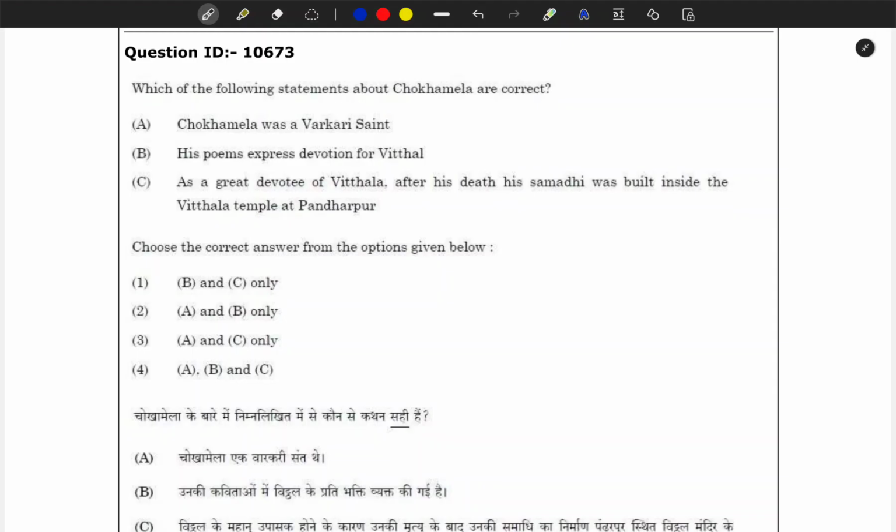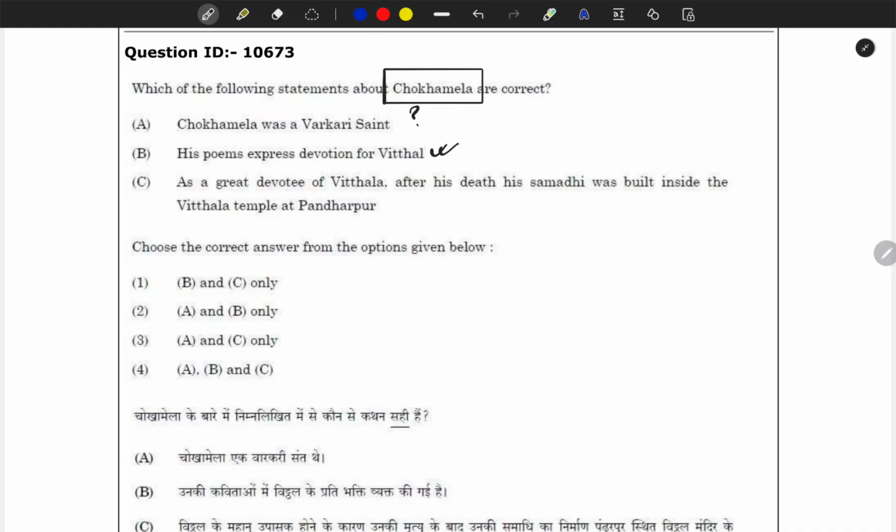For me, I didn't know about this person Chokha Mela. But one thing I knew is that he was a very famous personality in the second round of the Bhakti movement, or the North Indian Bhakti movement. And I think he belonged to the lower caste. So I had an idea about these things. So let's read the statements. Chokha Mela was a Varkari saint. I don't know which sect he belonged to. His poems express devotion for Vitthal.